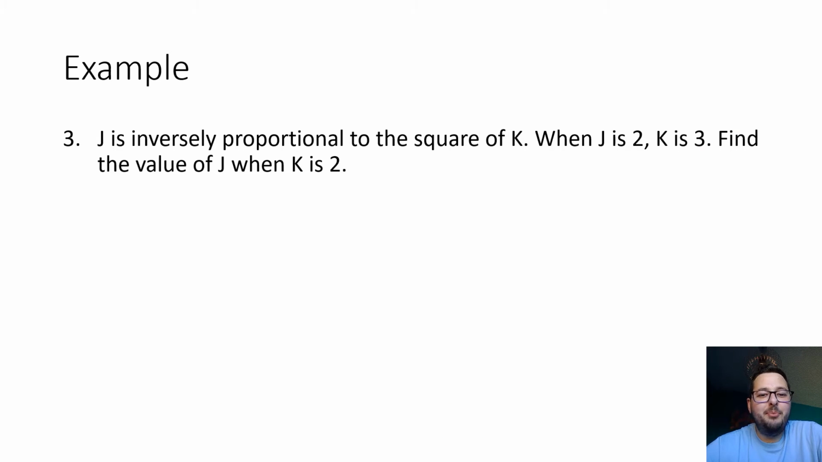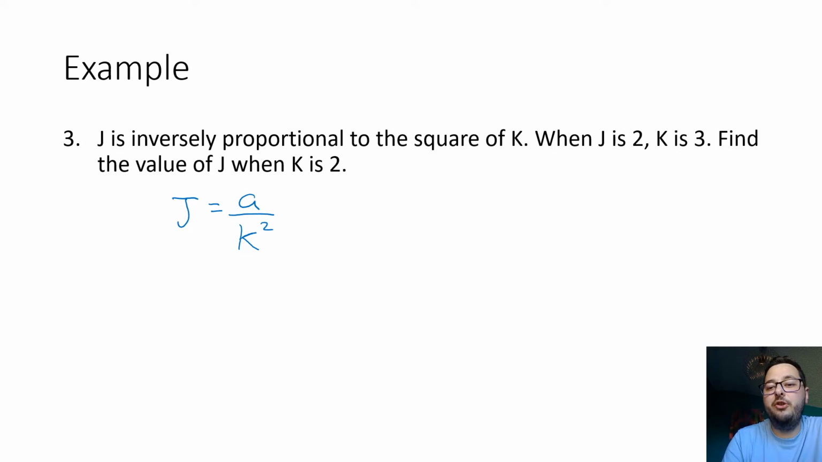J is inversely proportional to the square of K. When J is 2, K is 3. Find the value of J when K is 2. All right, okay, so we've got inverse proportion. Now we've got the square of K, but that doesn't change what we're doing. So we've got that J equals A divided by, but instead of K, it's the square of K, which is K squared.